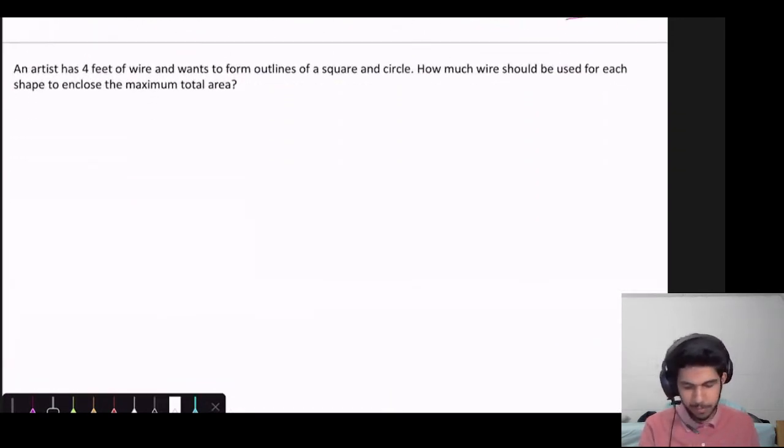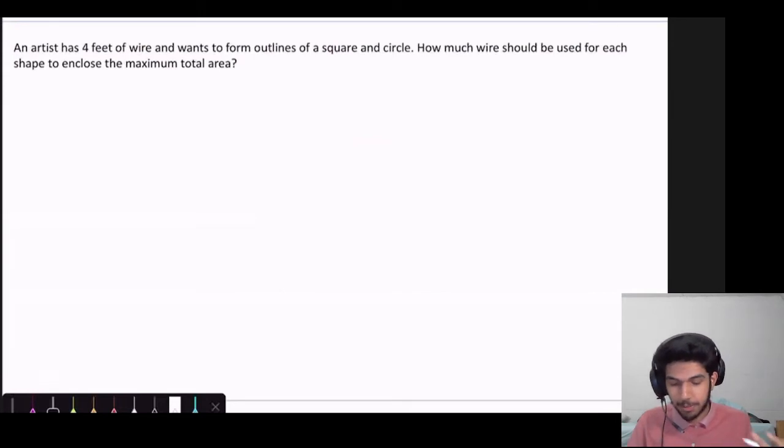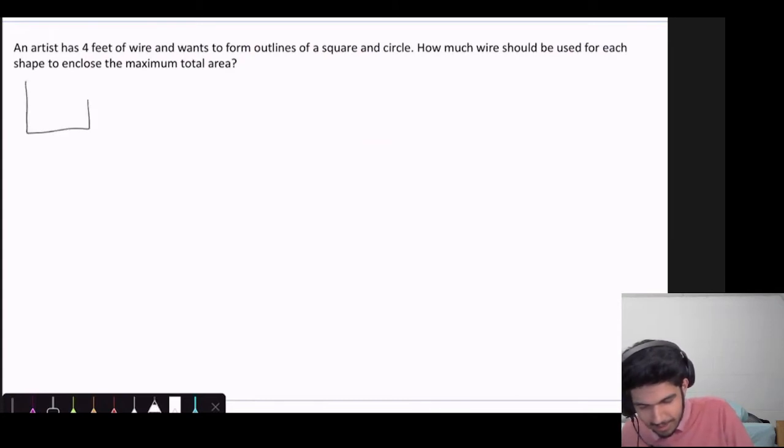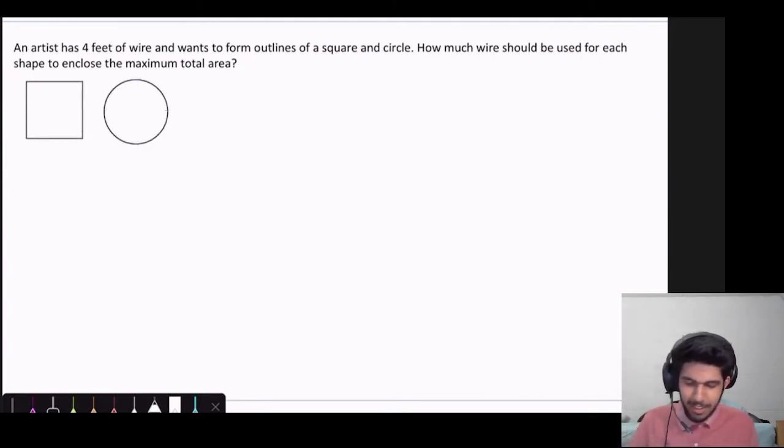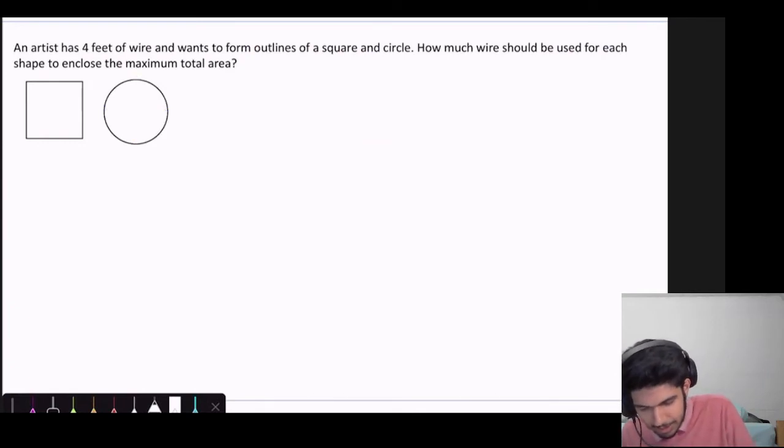Let's do another question. An artist has 4 feet of wire and wants to form outlines of a square and a circle by bending the wire. How much wire should be used for each shape to enclose the maximum total area? This will be a lot easier to draw. We have a square and a circle. Let's give some dimensions. The square is x by x, and the circle has radius r. So we're bending the wire to create outlines.